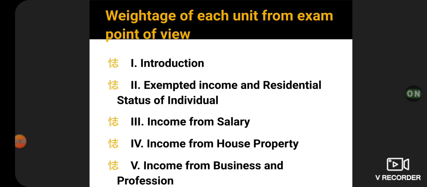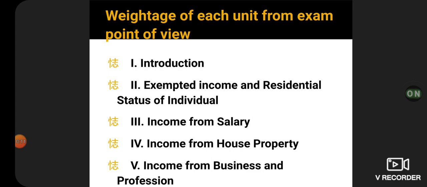Coming to the fourth unit, income from house property. Even from this unit, 2, 5 as well as 15 marks questions are expected. Fifth unit, income from business and profession. Same weightage as in the case of the second, third and fourth units. 2 to 3 questions of 2 marks can be expected, 1 question of 5 marks and 1 question of 15 marks, either under section C or under section D, is expected from this unit.